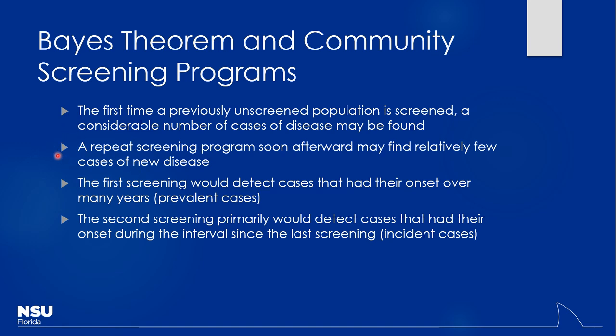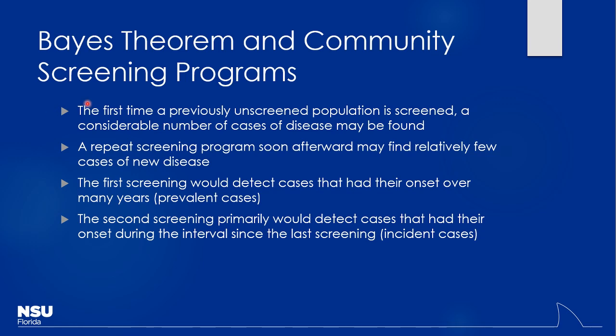But again, when you are looking at things like community screening programs, they're helping us to determine what the prevalence is within a group. You'll typically do multiple rounds of screenings, and the first time you do the screening, you'll typically get a whole lot of cases. They're popping up all at once, and those are typically going to be the prevalent cases, right? Those are people that have already had the disease for a period of time. You're just now capturing all of them.